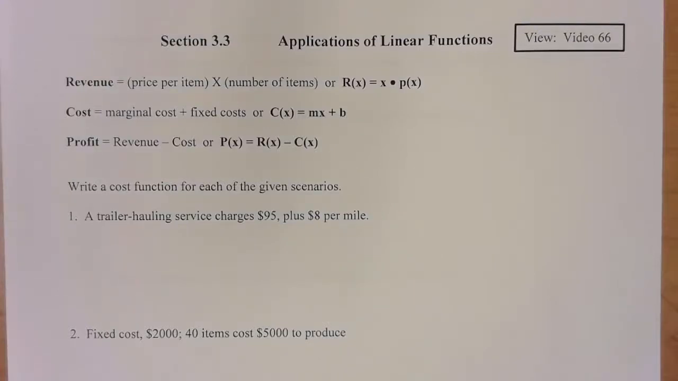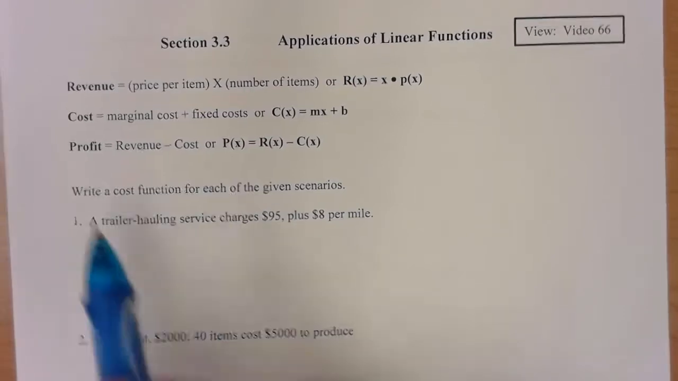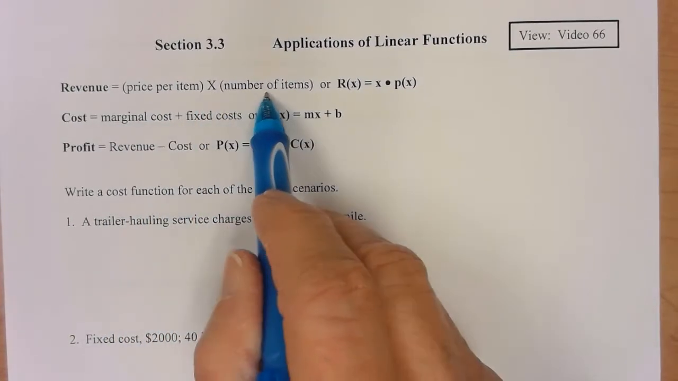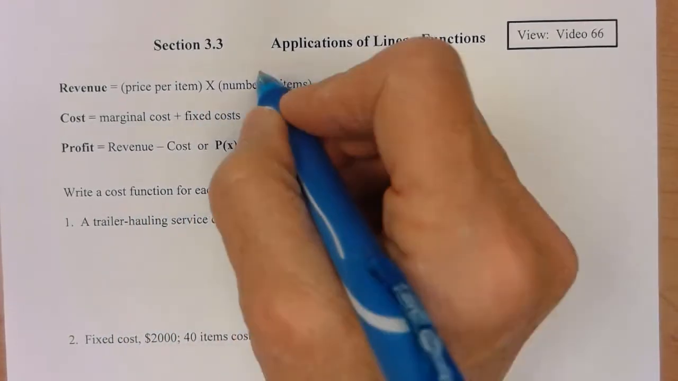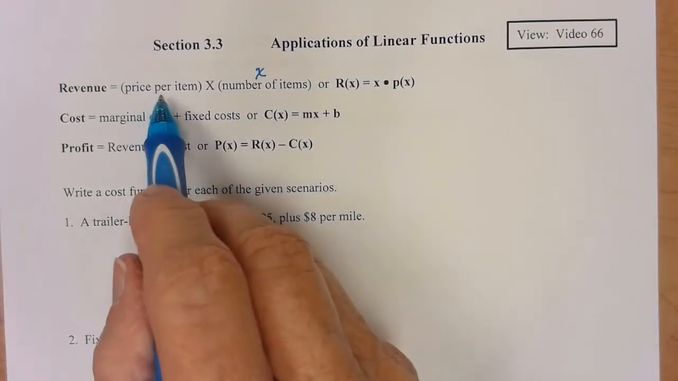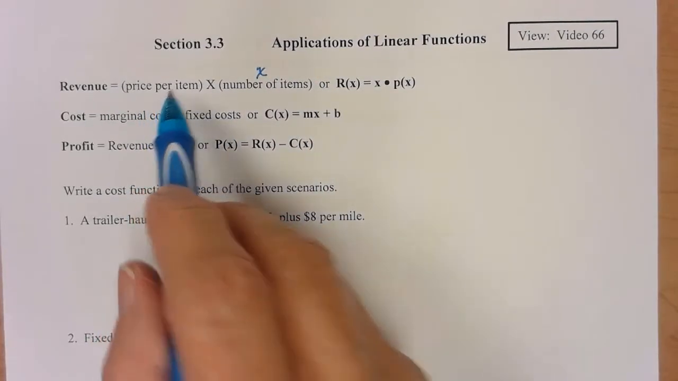Okay, we're going to look at applications of linear functions. Revenue, cost, and profit will be the functions that we'll be focusing on. Revenue is price per item times number of items. X will always be number of items, and you have to be given this information to find it.